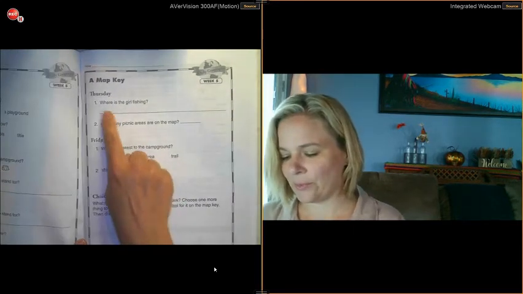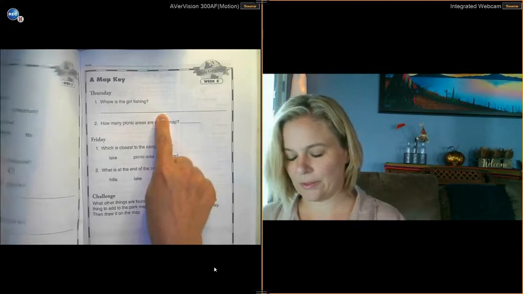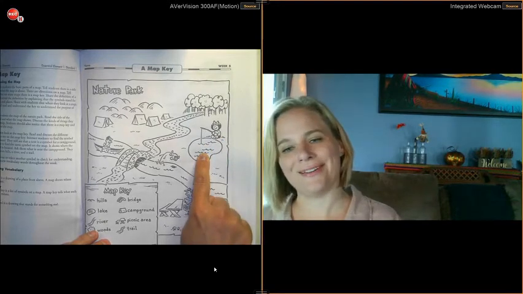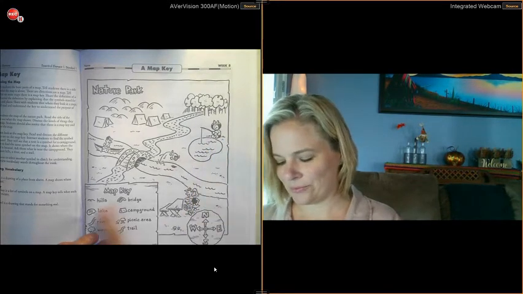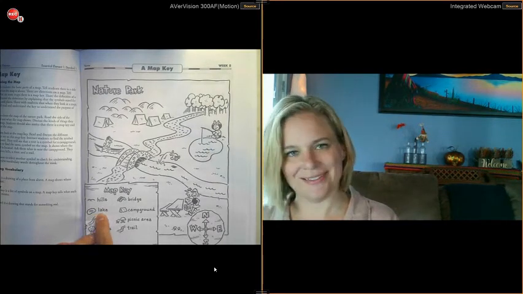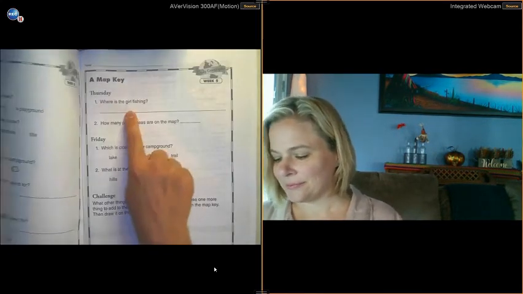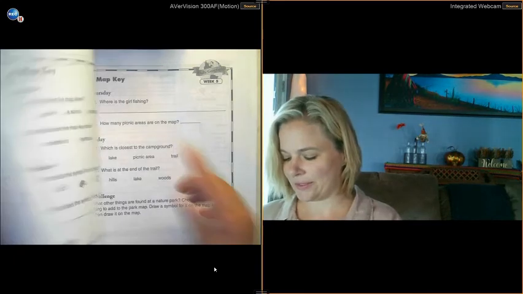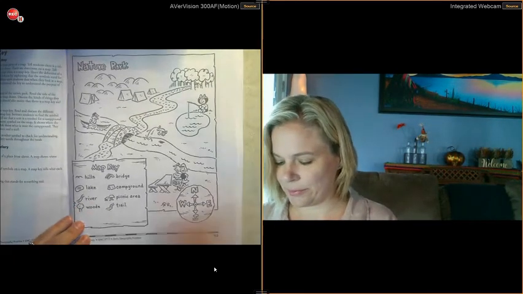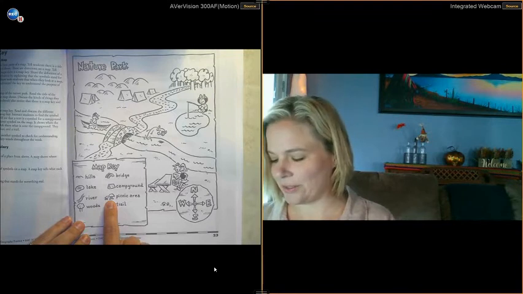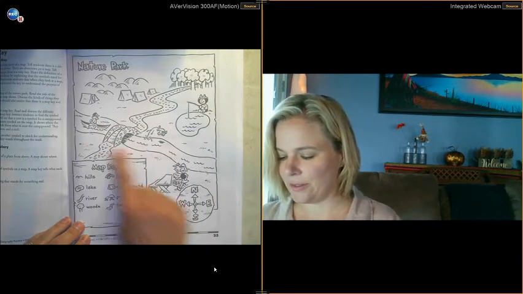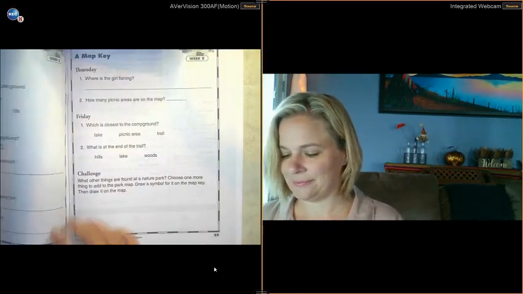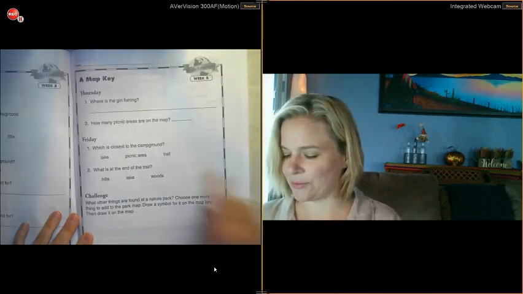Okay, up here, where is the girl fishing? There's the girl. Is she in the lake or the river? We know that the circle with the waves is the lake. How many picnic areas are on the map? Okay, let's see. The picnic area was a picnic table and bench. How many different areas do you see? I only spy 1. Okay, so we'll write 1 there.